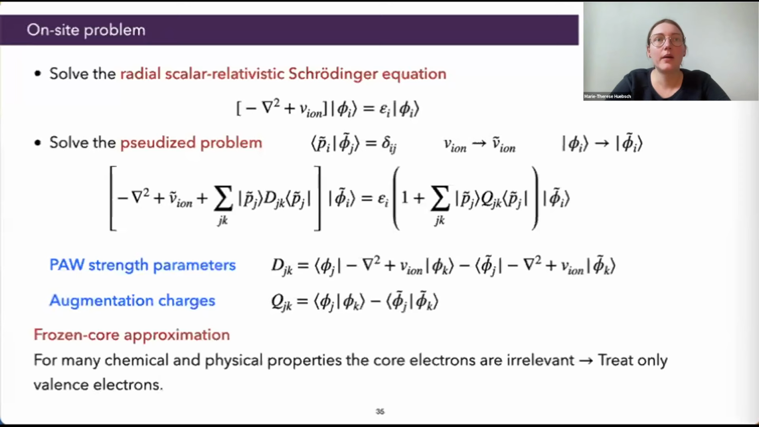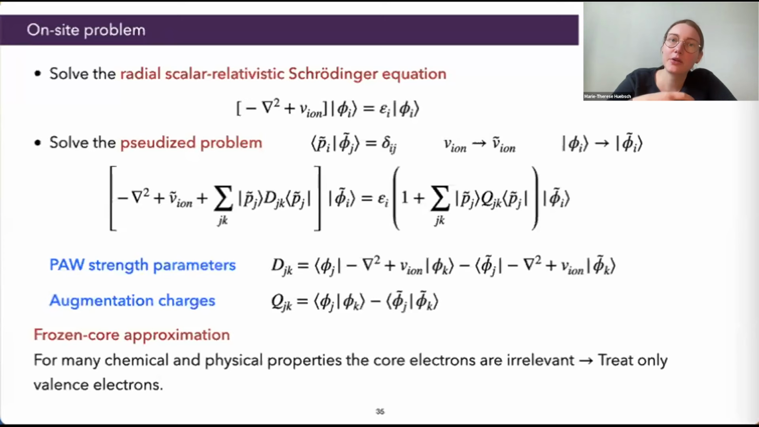There's one more approximation to reduce the computational demand. That is the frozen core approximation. We expect that actually many chemical and physical properties are not influenced by electrons that are very tightly bound to the nucleus. So therefore, we call them core electrons and treat them as part of the external potential. And the remaining electrons are then called valence electrons.